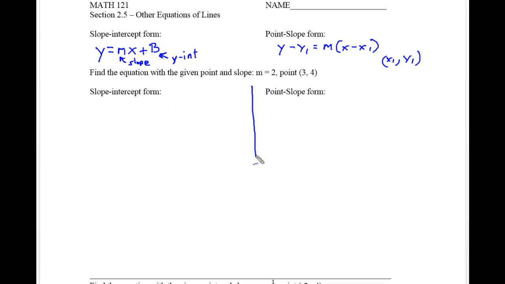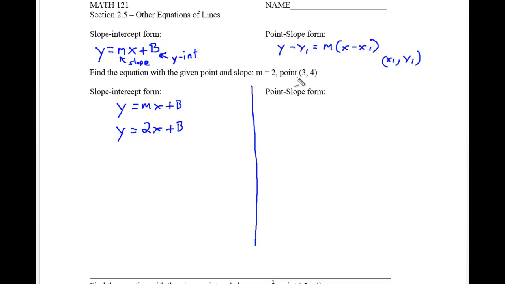So we're going to first take a look at the slope-intercept form. The slope-intercept form of y equals mx plus b is the format we want the answer in to this question. Find the equation with the given point and slope, where the slope is 2 and the point is 3, 4. To do this, the first thing we would do is plug in our slope, which would be y equals 2x plus b, and then we would have to find the y-intercept.